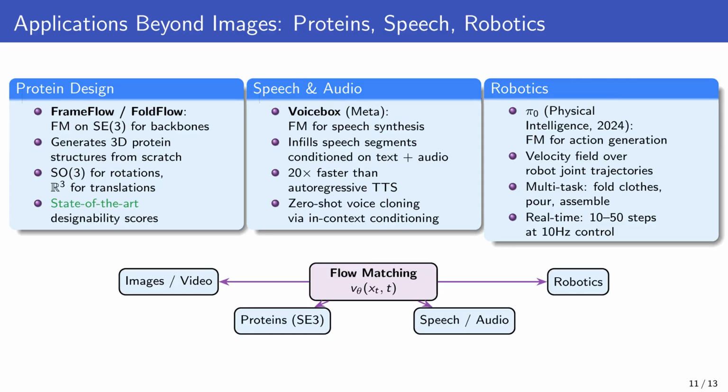Flow matching is not just for images and video. It has become the dominant approach across a remarkable range of domains. Let me highlight 3. First, protein design.